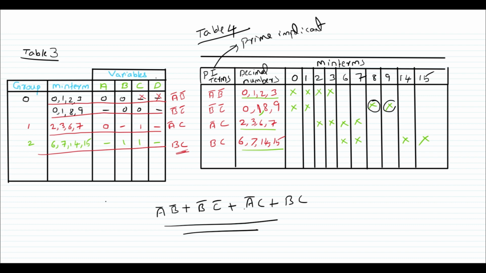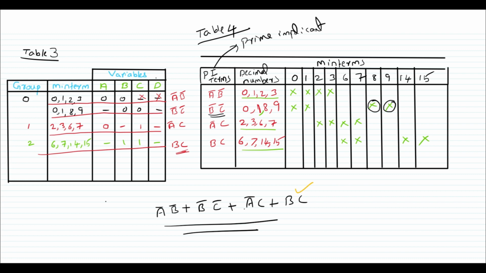9 is only available in 1 row. Therefore, you can clearly see 8 and 9 are available only with the prime implicant B bar, C bar. Therefore, the prime implicant B bar, C bar is essential. It is known as ESI, essential prime implicant. That means it is essential in the answer.